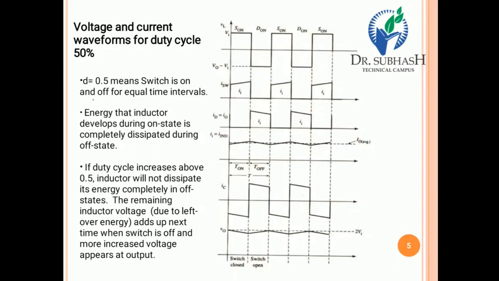Now the energy that the inductor develops during the on state is completely dissipated during the off state, because both duty cycles are the same, 50% on state and off state. The energy developed during the on state will be completely dissipated by the inductor during the off state. If the duty cycle is increased above 0.5, the inductor will not dissipate the energy completely in the off state. The remaining inductor voltage adds up for the next time when the switch is off, and more voltage appears at the output, right?